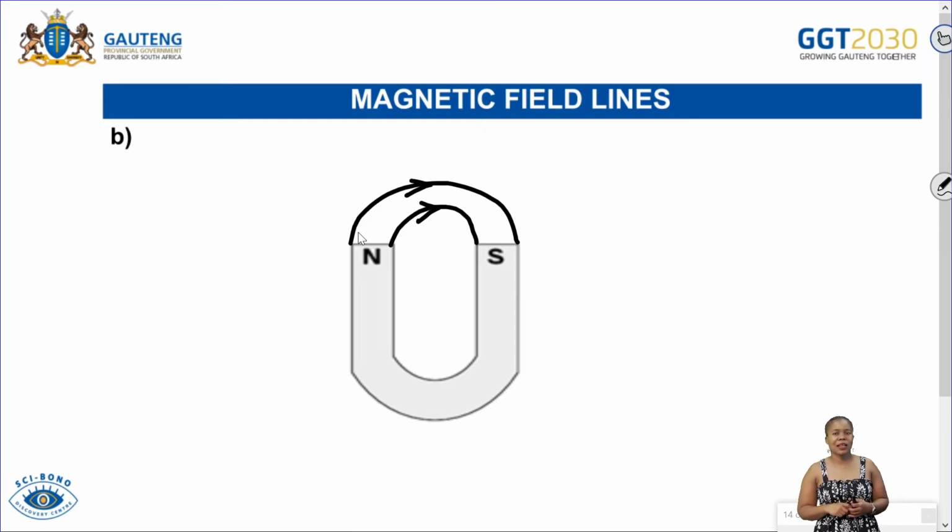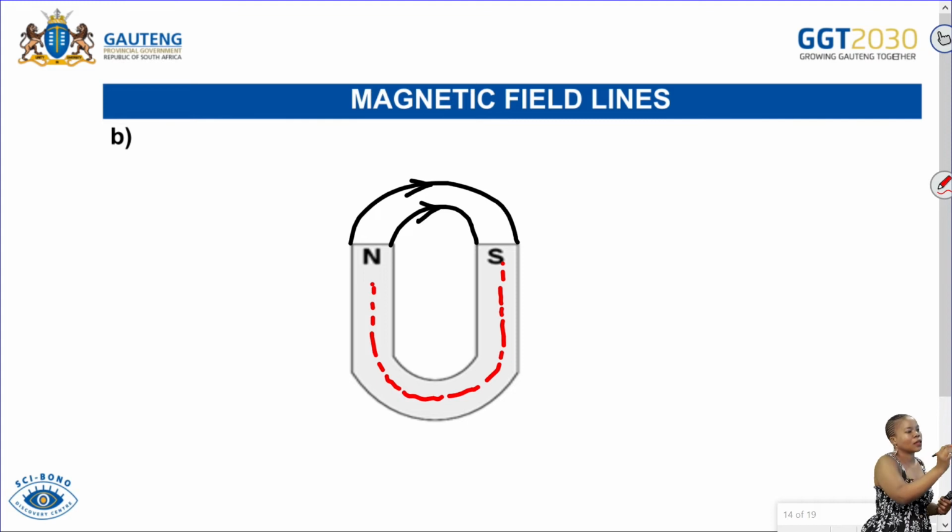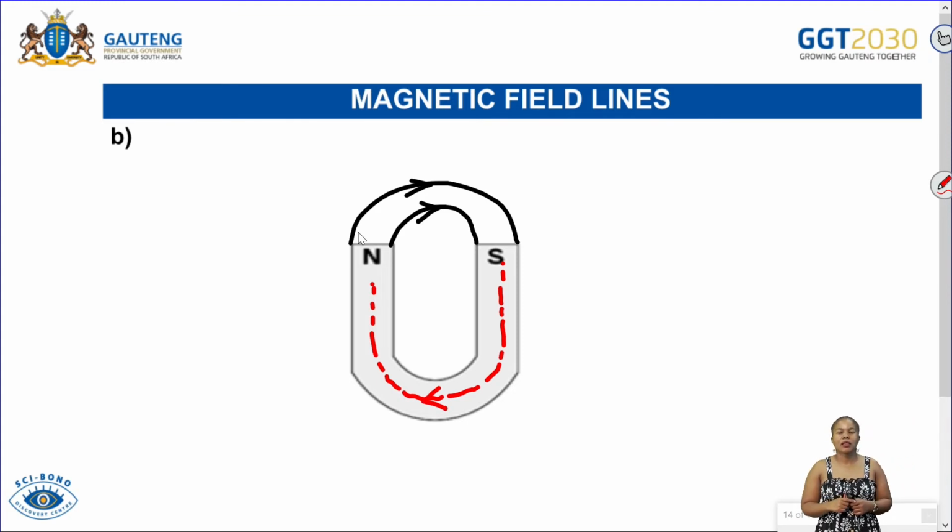Okay, remember we had said that they are not visible, but we can draw their effects, and we know that they're always moving from north to south, and within the magnet itself, they therefore move from the south to north, hence they are continuous like that. So moving in that direction within the bar magnet, or rather the U-shaped horseshoe magnet.